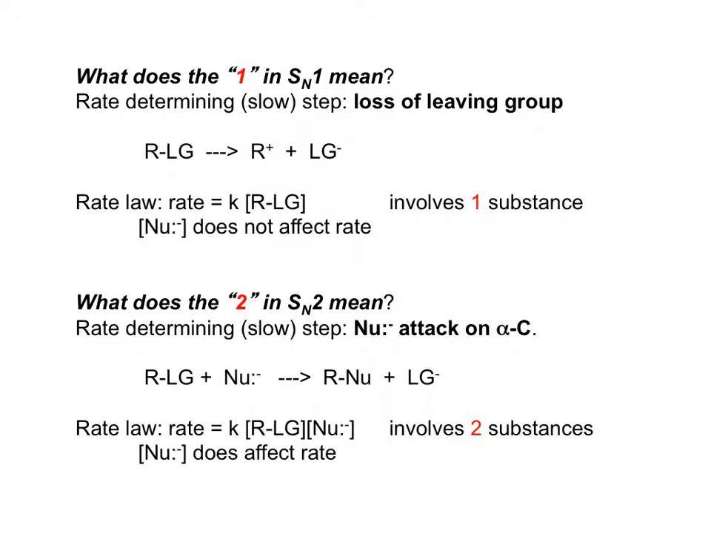You might be wondering what SN1 and SN2 mean. The S means substitution, the N means nucleophile. The 1 means it is overall first order in one reactant and involves one substance. Note that this step involves the formation of a carbocation. The 2 in SN2 means the rate law is overall second order, which means two substances are involved. So the nucleophile reacts at the alpha carbon and the leaving group leaves at the same time to form the product.